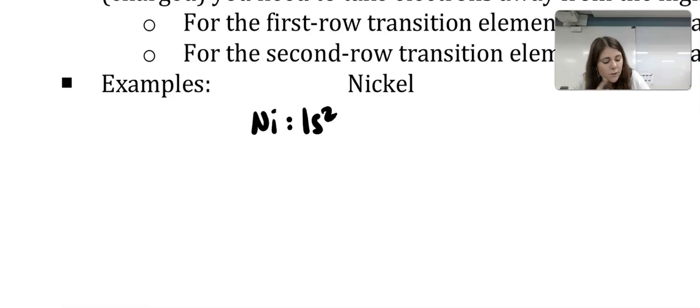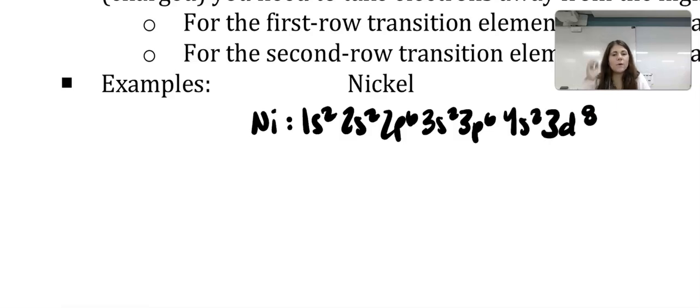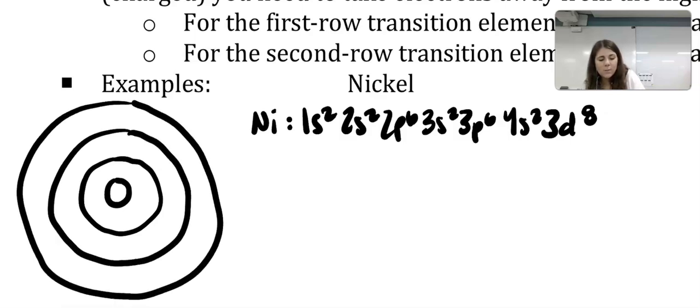1s2, row is good. 2s2, 2p6, second row is good. 3s2, 3p6, third energy level is good. And then we have 4s2, 3d8. So looking at this on a Bohr model representation, and again, don't worry too much about Bohr models, but I will use it as a reference here.